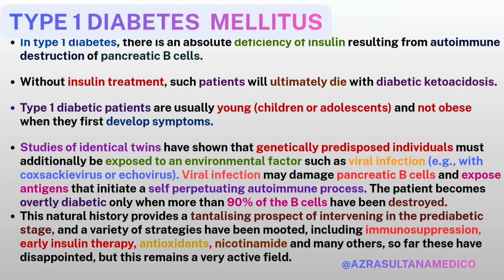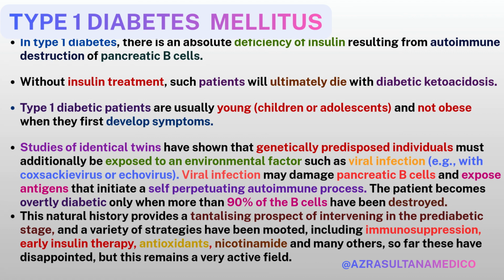Let's now discuss type 1 diabetes mellitus. Type 1 diabetes is characterized by an absolute deficiency of insulin. This occurs due to autoimmune destruction of the pancreatic beta cells, the cells responsible for producing insulin. Because the body produces little or no insulin, patients cannot survive without insulin therapy. If untreated, they will eventually develop a life-threatening condition known as diabetic ketoacidosis.